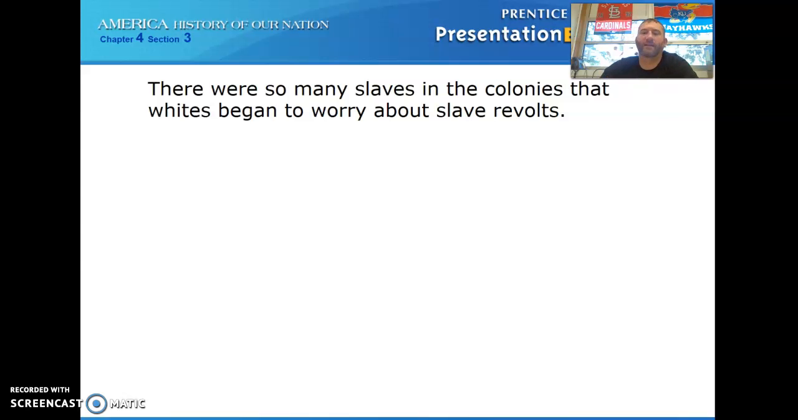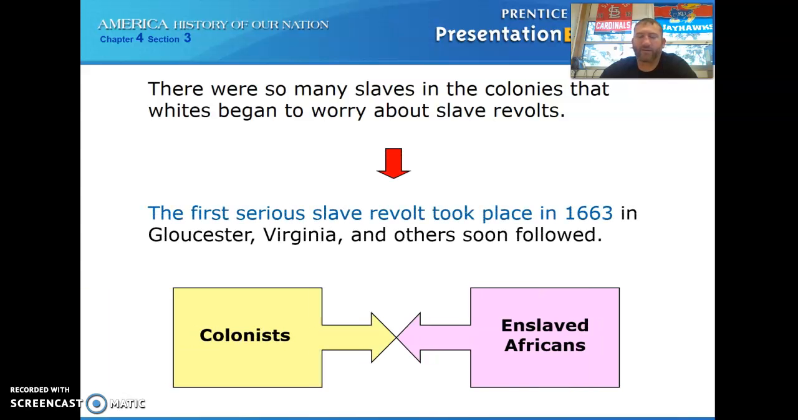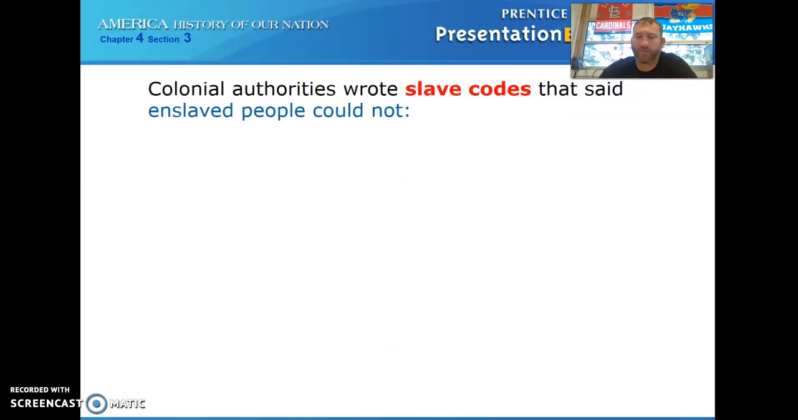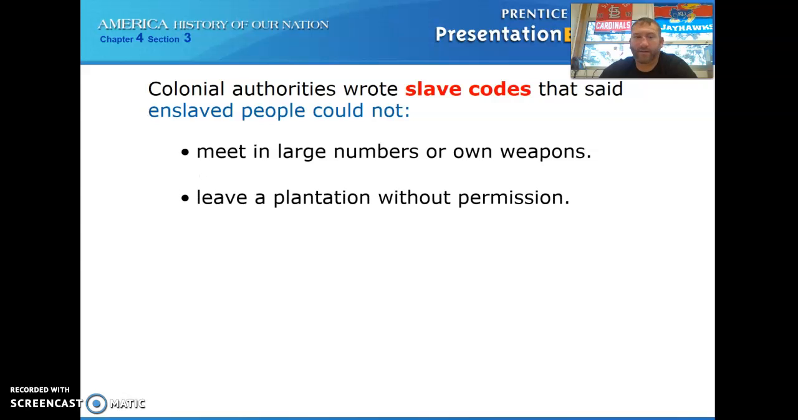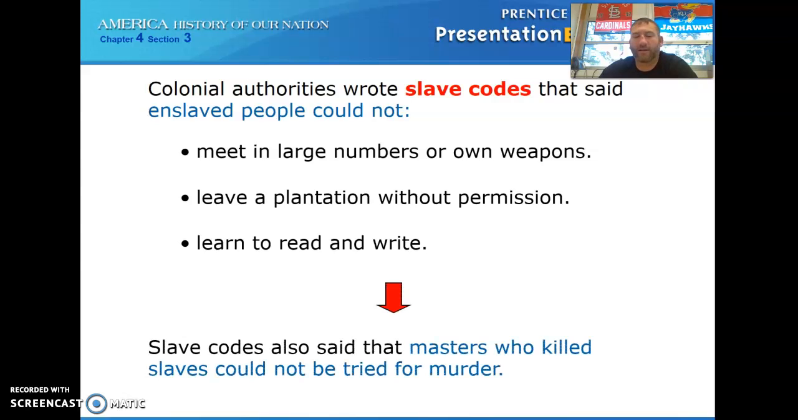There were so many slaves in the colonies that whites began to worry about slave revolts. The first serious slave revolt took place in 1663 in Gloucester, Virginia, and others soon followed. So, the colonial authorities wrote slave codes that said enslaved people could not meet in large groups or own weapons. They could not leave the plantation without permission. They could not learn to read and write. And slave codes also said that masters who killed their slaves could not be tried for murder.